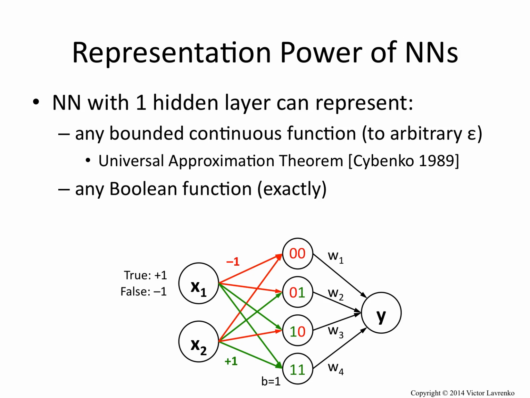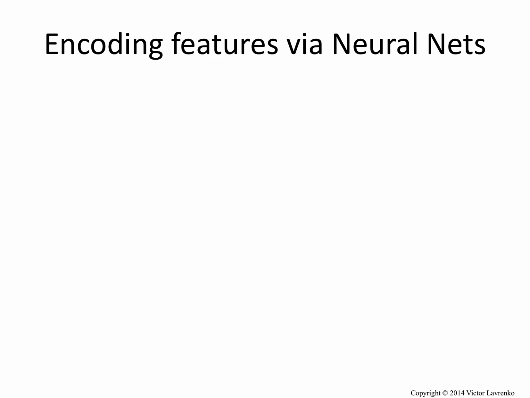The problem is if I have 1,000 variables, I would need 2 to the 1,000 units in the hidden layer. So that's where the theorem breaks down. All of these conditions hold if you have an exponential number of hidden units in the layer.